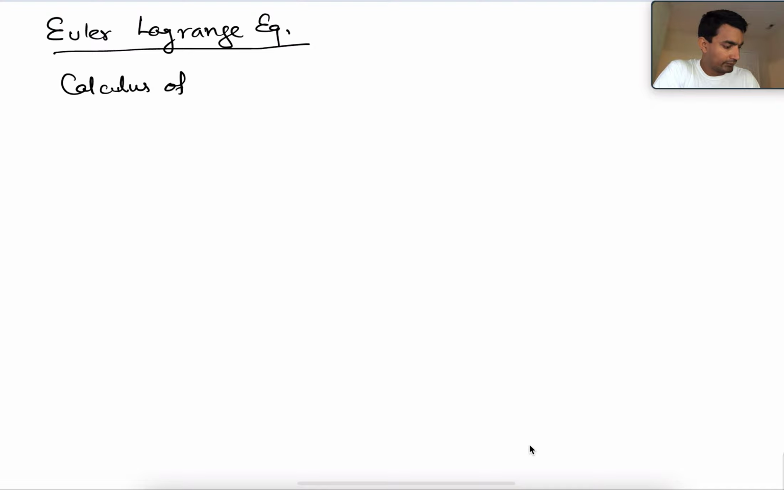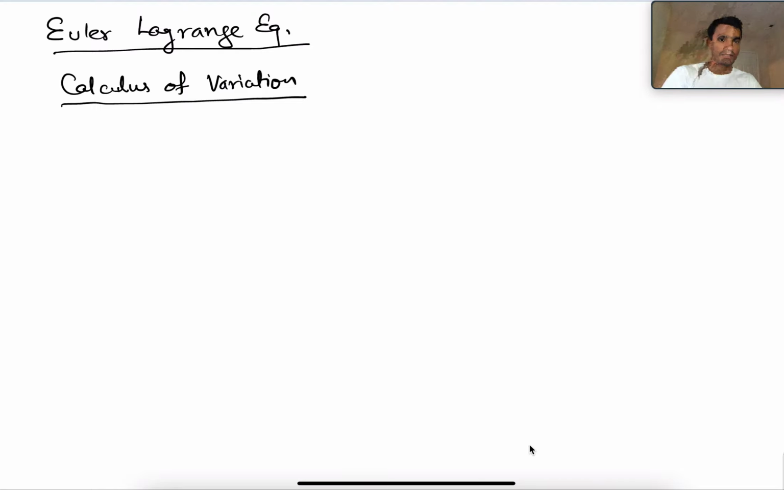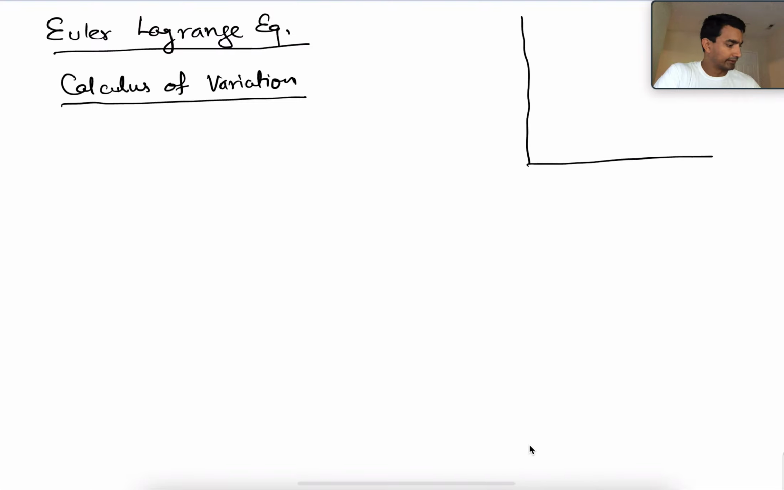Calculus of variation. And the main idea of calculus of variation is that we use extremum of certain quantities. So the typical type of problem that you will get in calculus of variation is something like this.